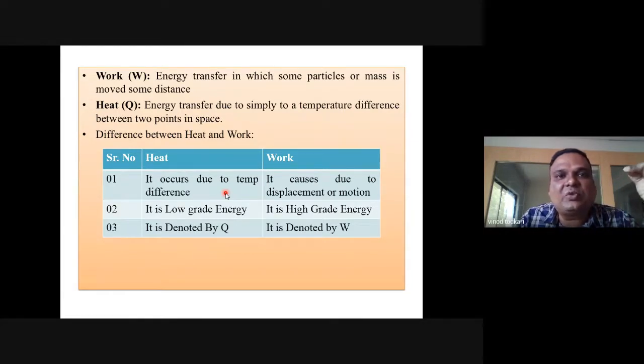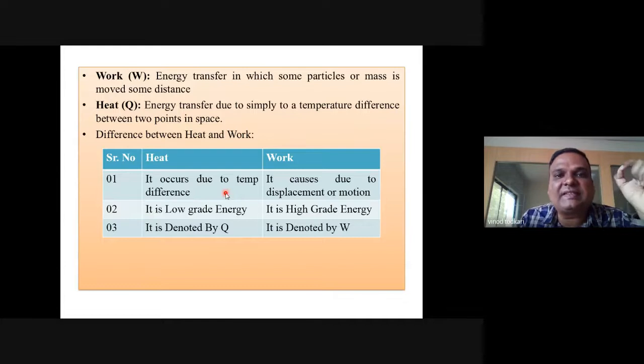Disorderly motion and orderly motion. If you take the example of a marketplace, there is disorderly motion of people, and if you take the example of marching soldiers, it is an example of orderly motion. So definitely in orderly motion the energy is high grade energy. As work is due to orderly motion of molecules, it is high grade energy. And heat is due to disorderly motion of molecules, it is low grade energy.